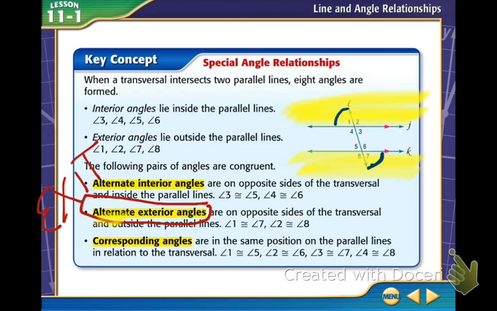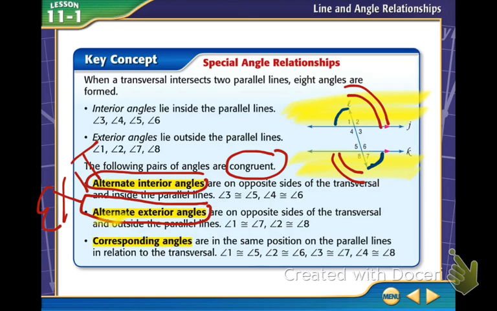What else are? Well, here's angle 2 and angle 8. Also on the outside and on opposite sides of the transversal. And they are also congruent. Just like alternate interior angles, alternate exterior angles are congruent.